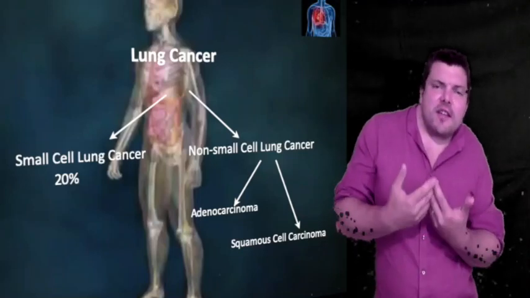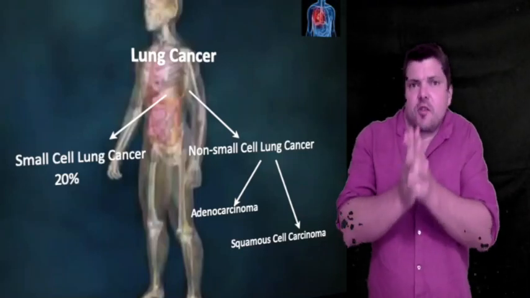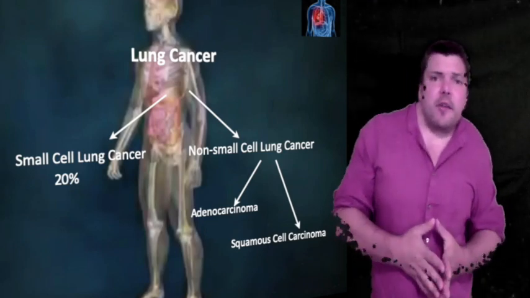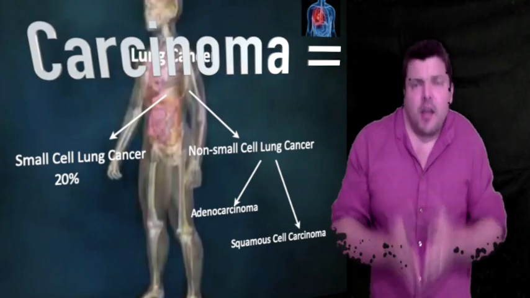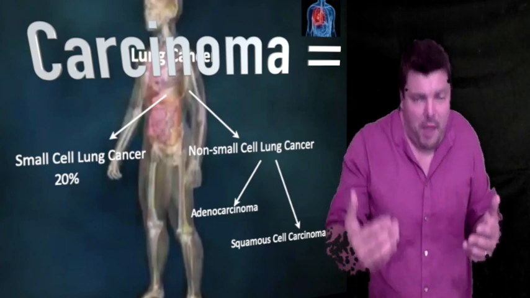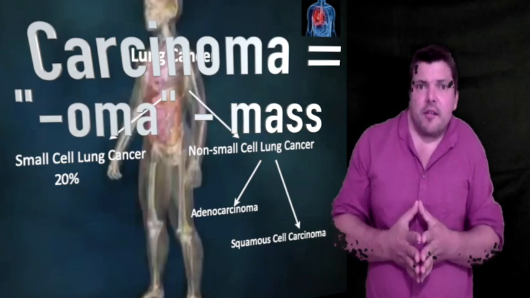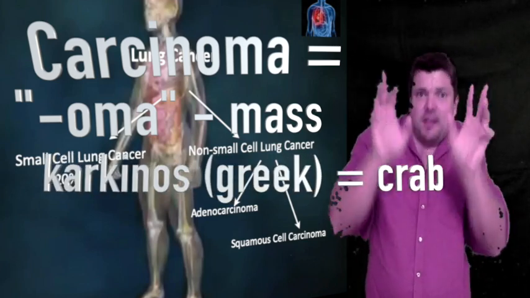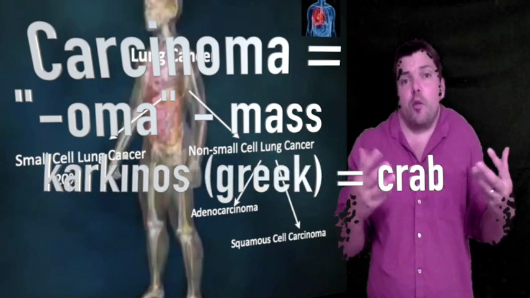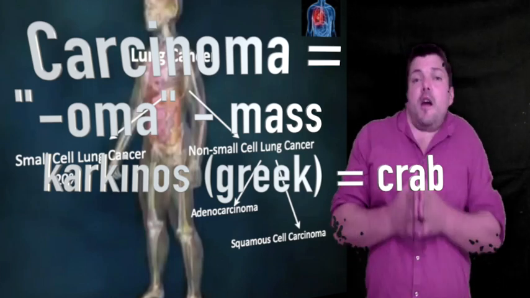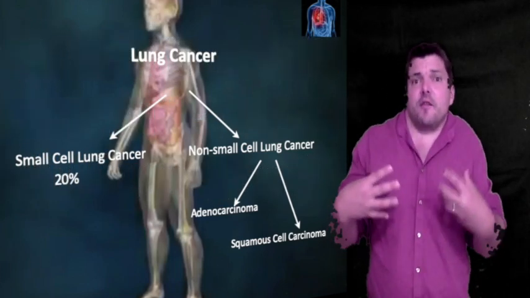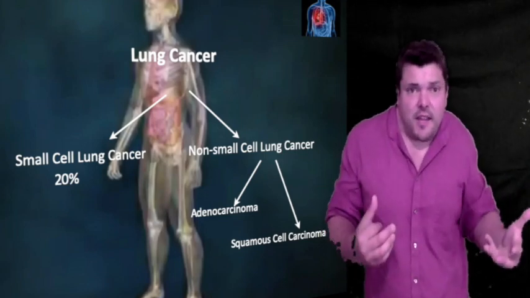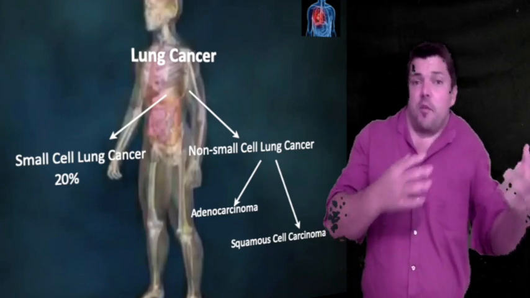Lung cancer is, generally speaking, cancer of the epithelial lining of the lungs. I'm going to give you a little bit of terminology. Carcinoma. Carcinoma means mass, that's the oma part, and then the carcino actually means spread similar to a crab, from the Greek word karkinos, for crab. Carcinomas clinically are defined as epithelial-based cancers. In the setting of lung cancer, it's cancer of lung epithelium.